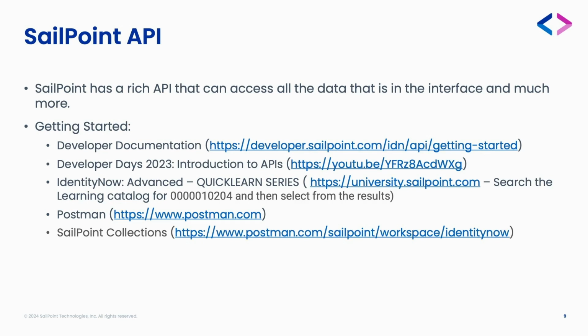So what can we do? Identity Security Cloud has a very rich API that can access all of the data that's in the interface and much more. If you haven't explored the API before, you can check out these links. There is full API documentation on developer.sailpoint.com, YouTubes from last year's developer days introducing the API, a quick learn series on the SailPoint University, and I've given you also some links to Postman and the SailPoint collections.